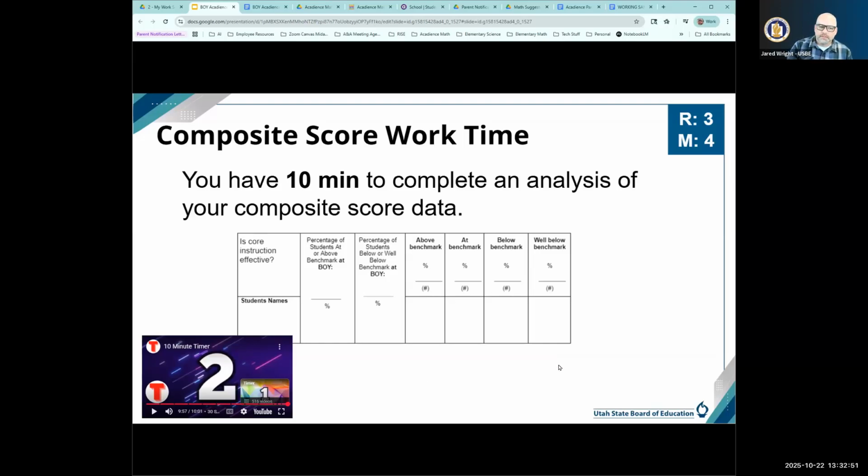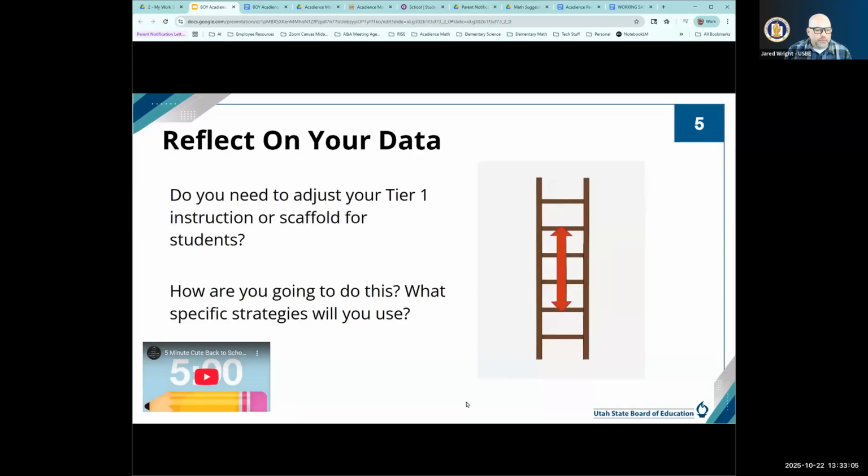All right, we will keep moving. So hopefully you've had enough time to look at least a little bit, get an idea of looking at the composite score data. So we will reflect on that a little bit as you looked at that data. So that question, do you need to adjust your tier one instruction or do you need to provide some additional scaffold for students? And then how are you going to do that? And what specific strategies will you use? So this is on page 5 in your participant notebook.